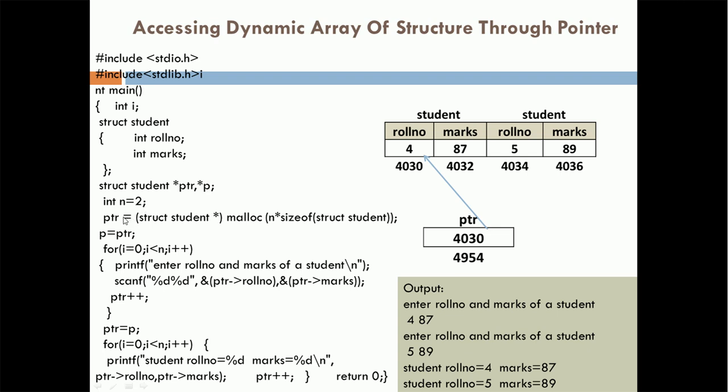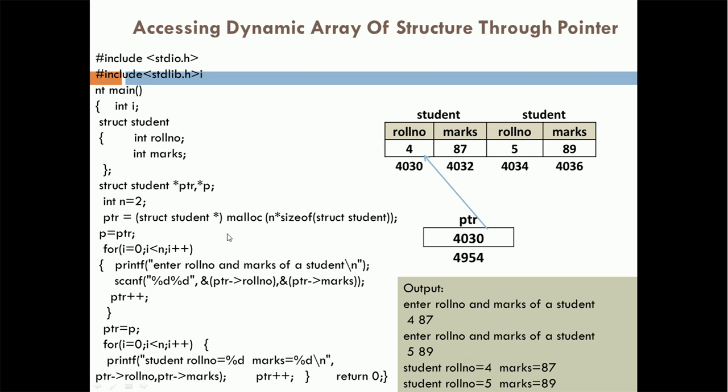To create the array of structures we have used the malloc function. Inside malloc we have given n into size of struct student. Size of struct student will be 4 here, because the student structure has 2 fields and both are of integer type, so 2 plus 2 is 4. Since n has the value 2, that means 2 into 4, that is 8 bytes. So a total of 8 bytes will be reserved here.